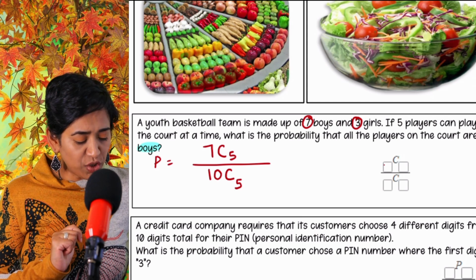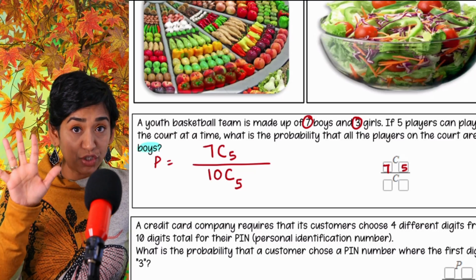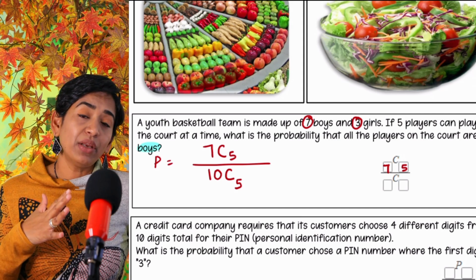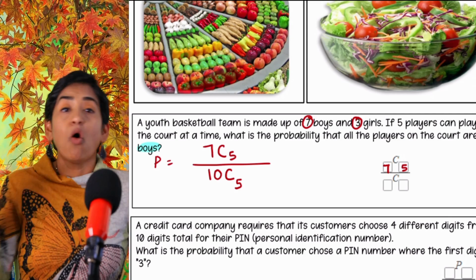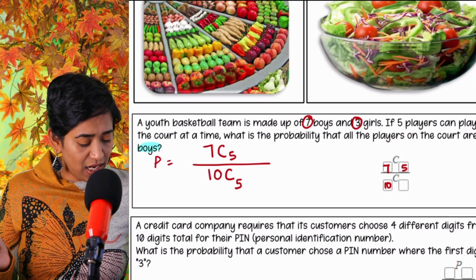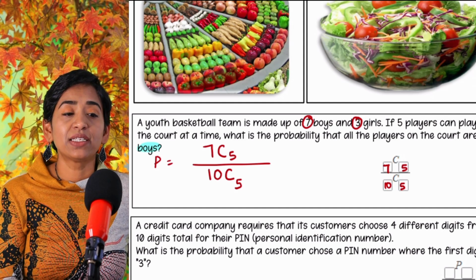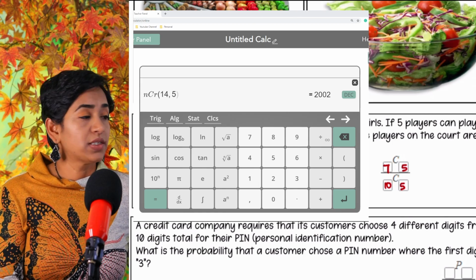And that's exactly what they gave you as the hint here. The first one is you're picking 5 boys from 7 boys. That's your numerator, the number of ways of picking boys. The denominator is always how many ways you can pick 5 from all of them. So you have 10 and you're picking 5. Again, you're going to plug this into your class calc. Let me go ahead and show that to you. So this is your class calc.